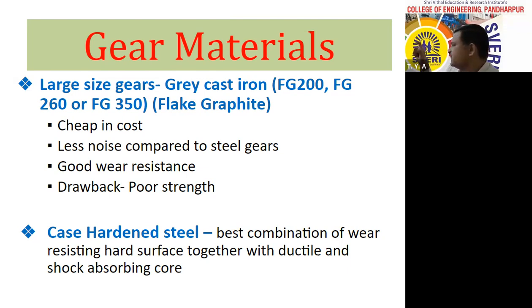Therefore, what is its property? The graphite flake has good compressive strength but less tensile strength. The cast iron material will compress a lot. That's why cast iron material is used for casting only.